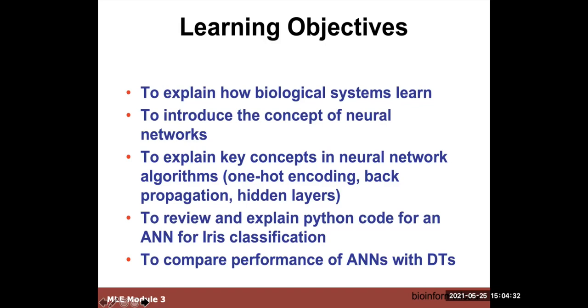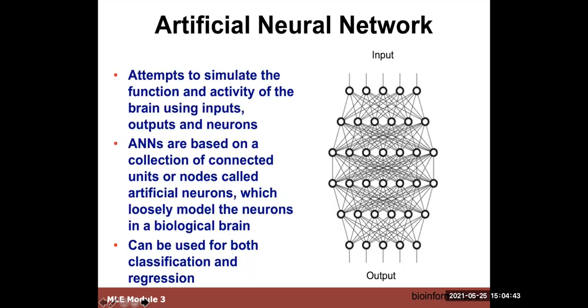So in the previous lecture, we looked at iris classification using decision trees. We're going to show how you can do the same thing with artificial neural networks, and we're going to compare the two, between ANNs and decision trees.